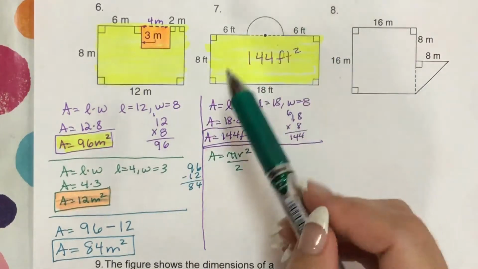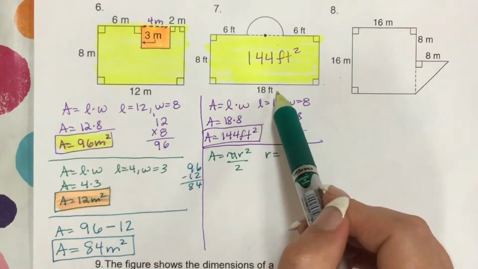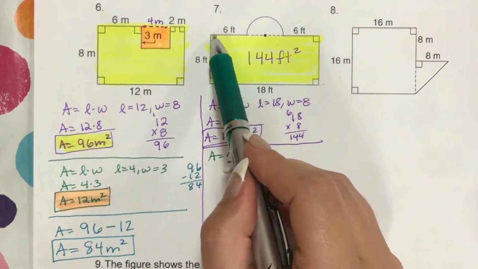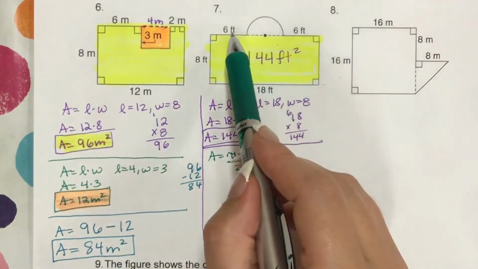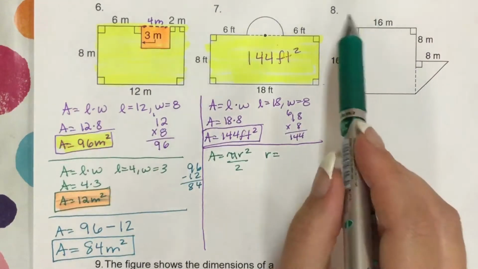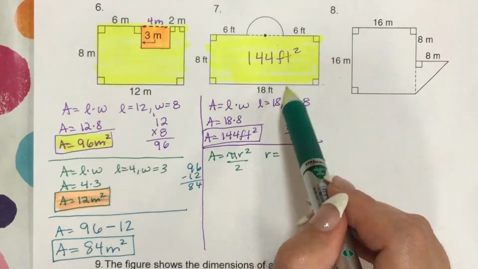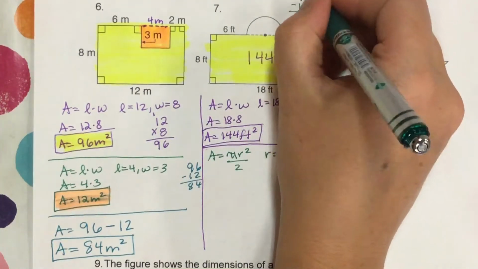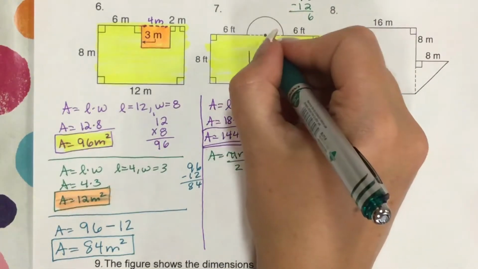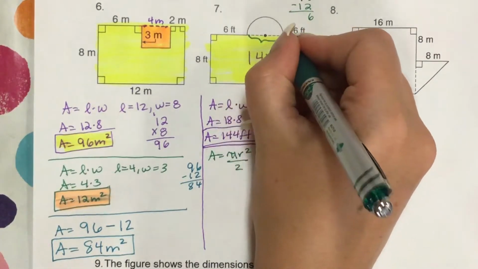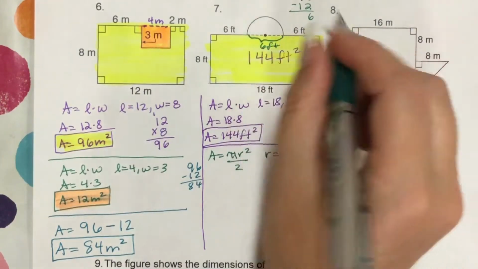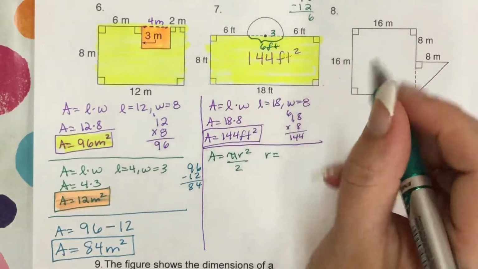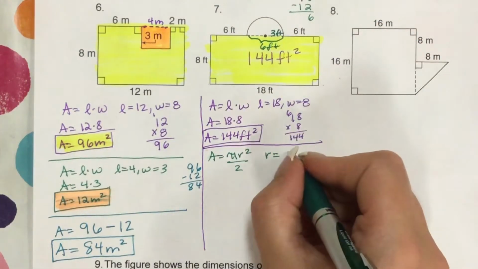So here, we know from this end to this end is 18, okay? When we look at it, we have some numbers here. This tells us it's 6. This tells us it's 6. If you add 6 and 6 together, you get 12. So to figure out what this remaining amount is, we need to go 18 minus 12. And 18 minus 12 would give us 6. So that tells us that this whole thing is also 6 feet. But we don't want to know that. We want to know the radius, which would be half of 6, which would be 3 feet. So our radius is 3.